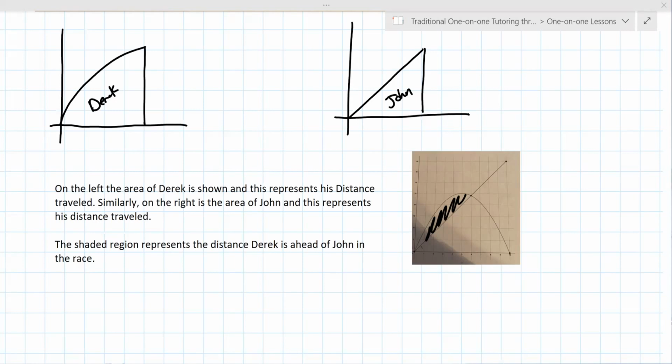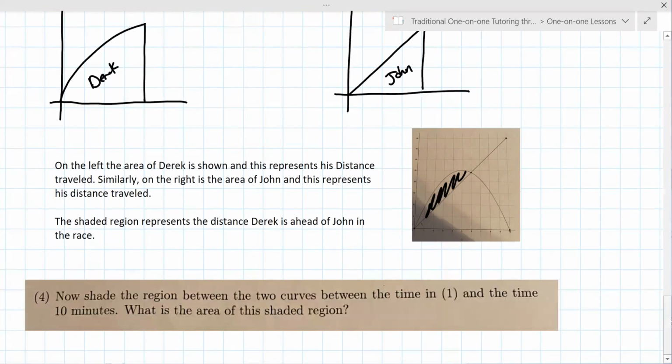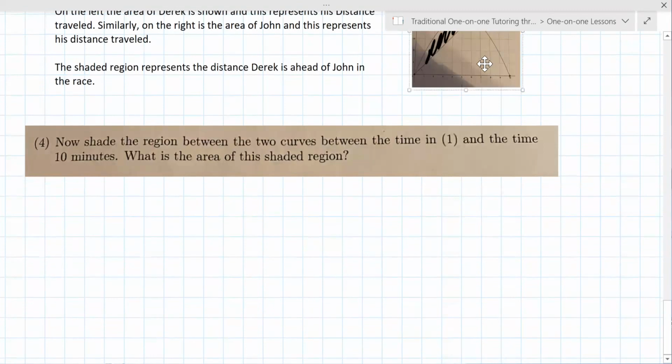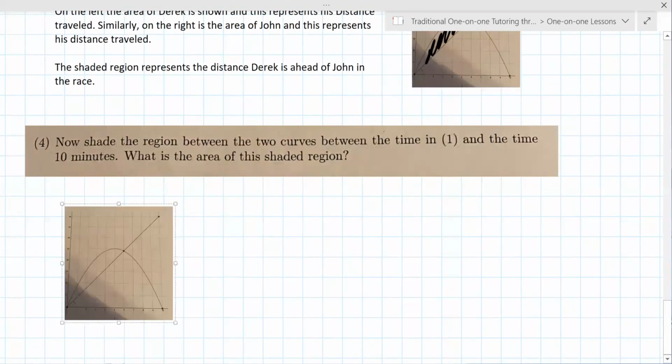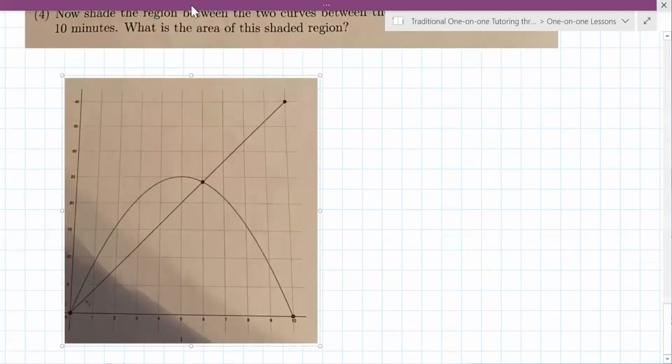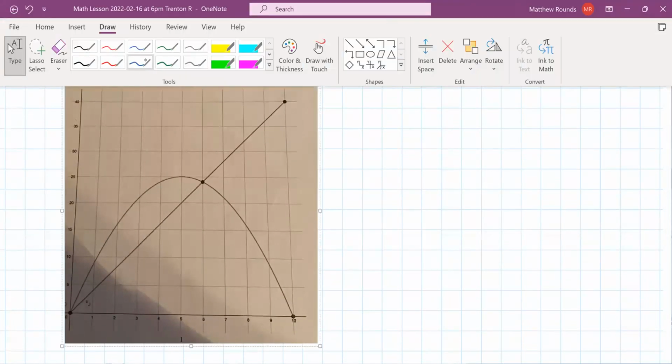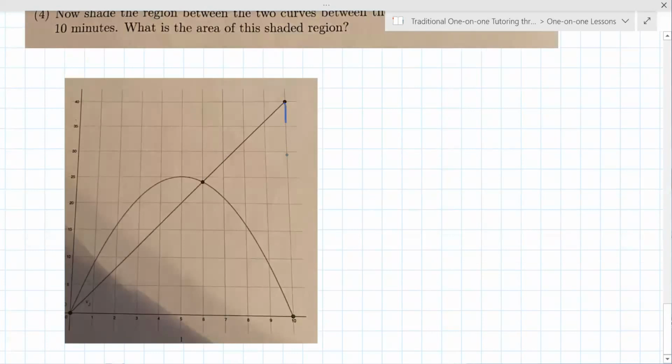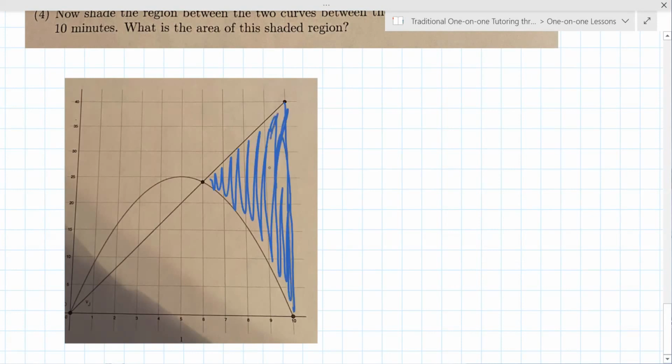Let me know when I can move on to the next. Yeah, you're good. Number 4. Now shade the region between the two curves, between the time 1 and the time 10 minutes. So basically, we're going to go back to this drawing again. And this time we're going to do a different color here. The color blue is going to represent the distance between the two curves. So it's this right here. All of that.